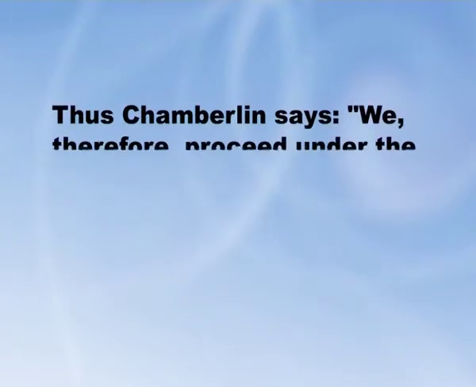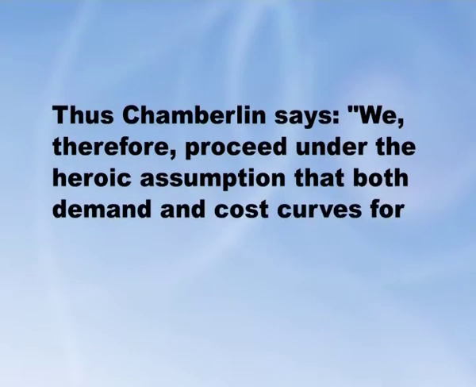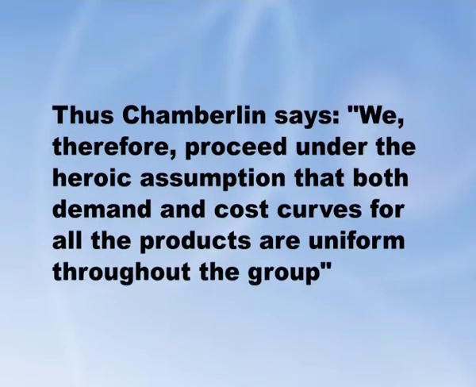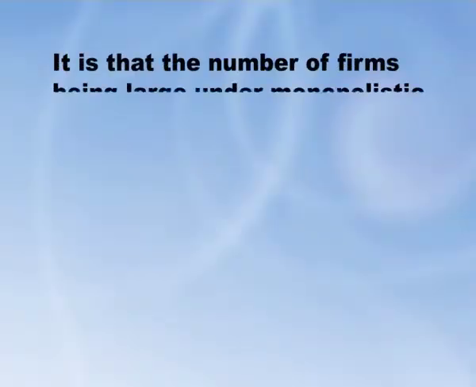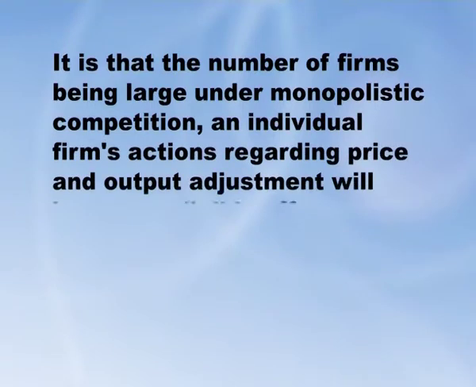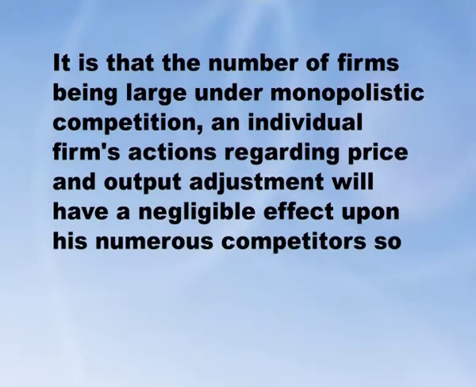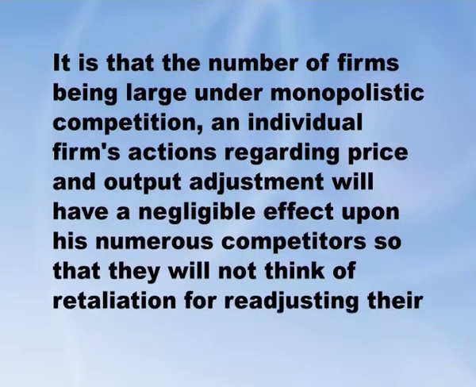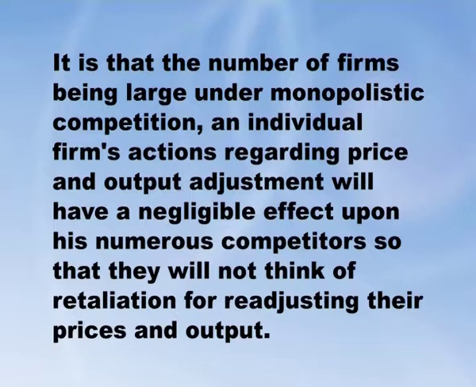Thus, Chamberlin says, "We therefore proceed under the heroic assumption that both demand and cost curves for all the products are uniform throughout the group." Further, to facilitate exposition of his theory, Chamberlin introduces a further assumption which has been called the symmetry assumption. It is that the number of firms being large under monopolistic competition, an individual firm's action regarding price and output adjustment will have a negligible effect upon his numerous competitors, so that they will not think of retaliation for readjusting their prices and output.